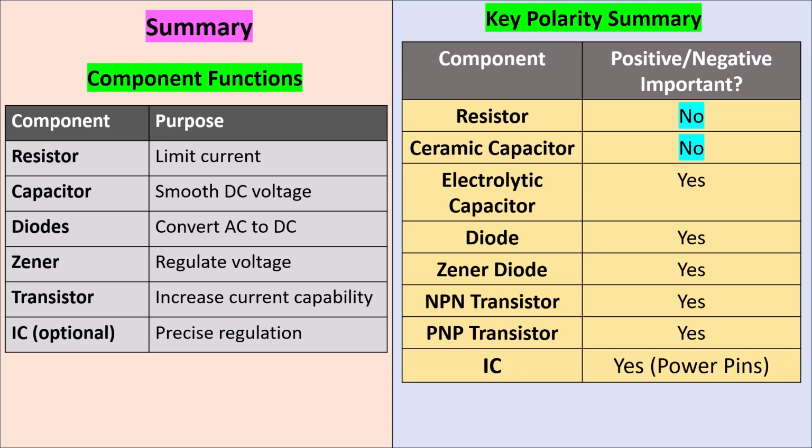If we look at polarities of these different devices, basically all you need to remember is that a resistor and a ceramic capacitor are not polarity sensitive, whereas all the others are. So you have to make sure, if you're using an electrolytic capacitor or a diode or a Zener diode, that you connect the polarity up correctly. And on ICs, certain power pins, you must have the correct voltage on there.